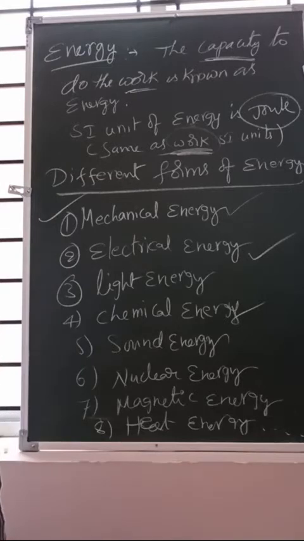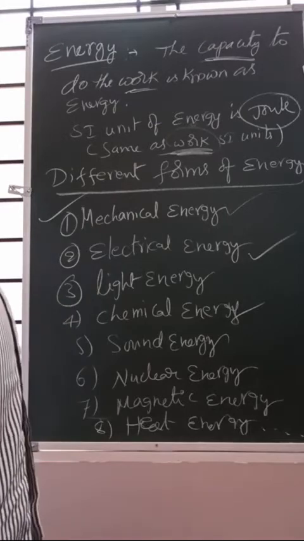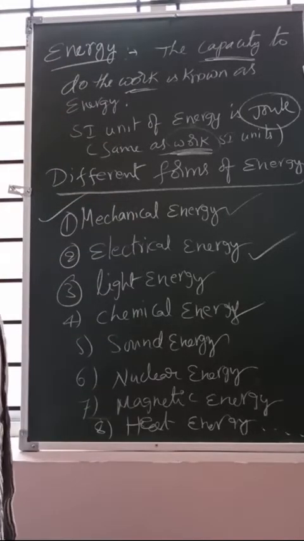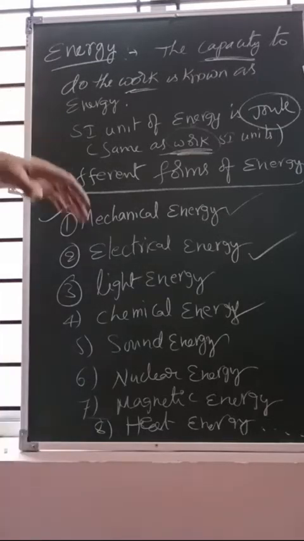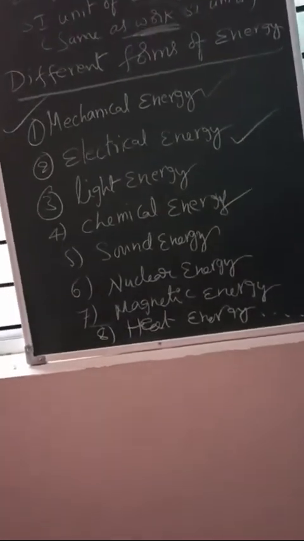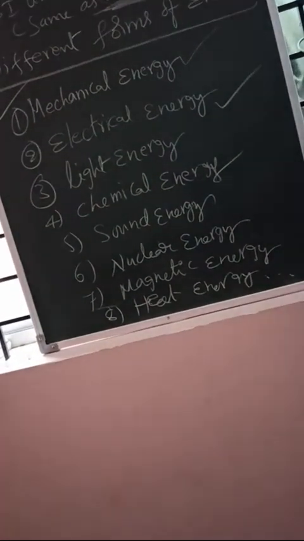And some more, heat energy. From the sun, we can get both heat and light energies. In the morning, at 6 o'clock, the heat will be very less, and in the afternoon, at 12 o'clock, the heat will be more. Clear? These are all different forms of energies. The energy unit is joule.